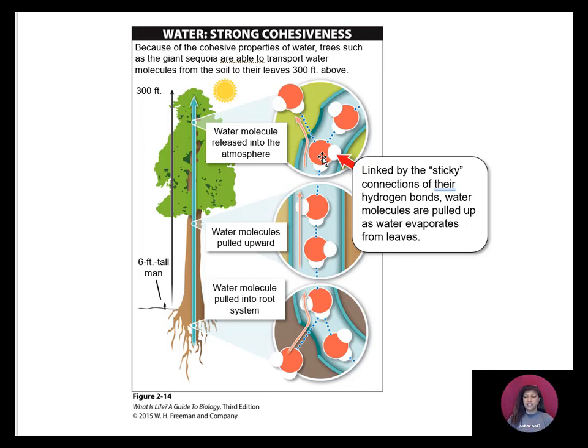It's as if a bunch of people were holding hands to make a chain. And as one person took a step to the left, it dragged everyone one step to the left. That is the way the cohesiveness of water works in bringing water up from the roots to a plant. So as one water molecule evaporates and leaves, it pulls up the next water molecule. And that's how we get water to the top of a 300-foot tree without a pump.